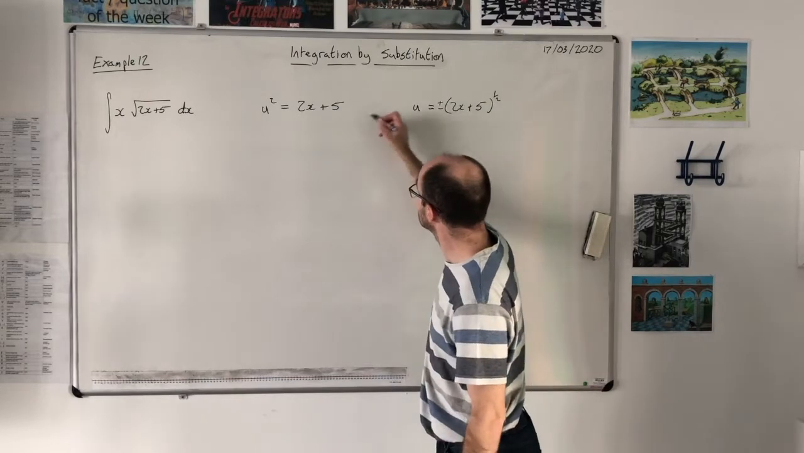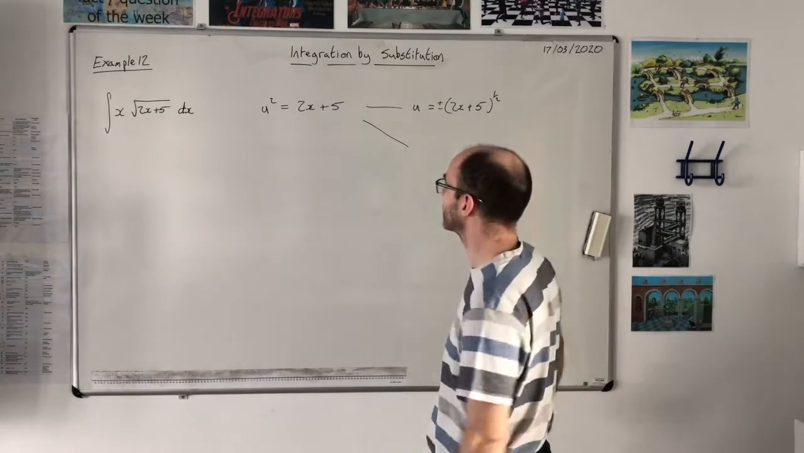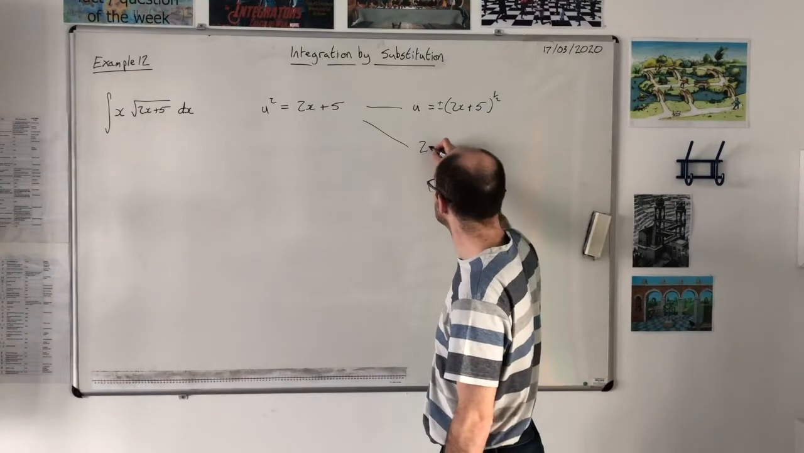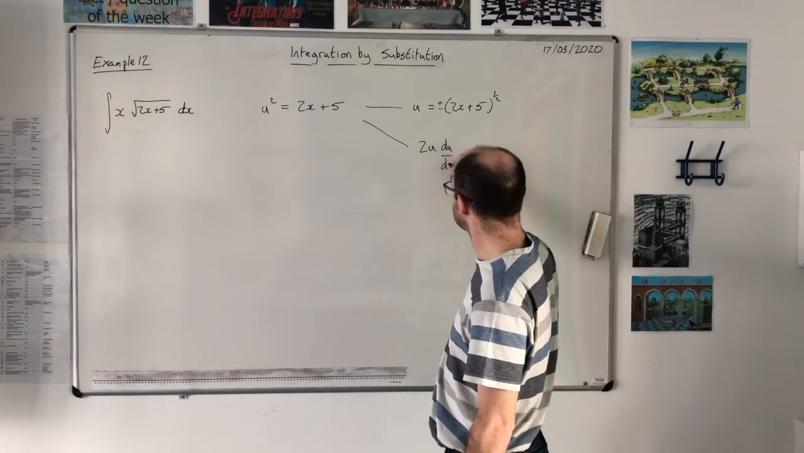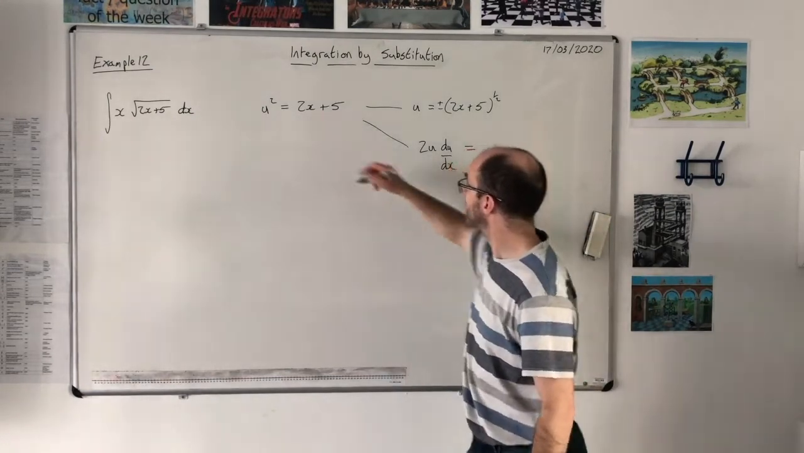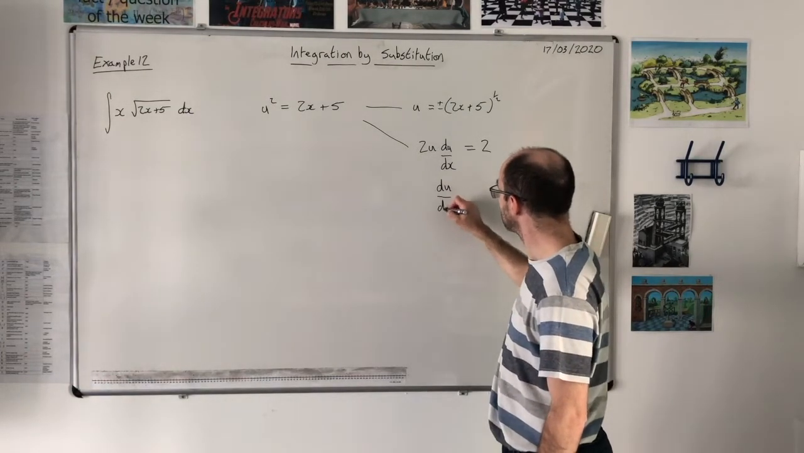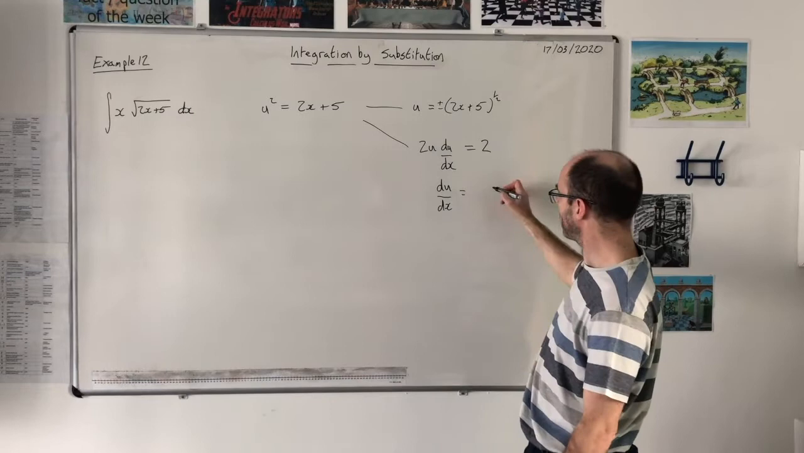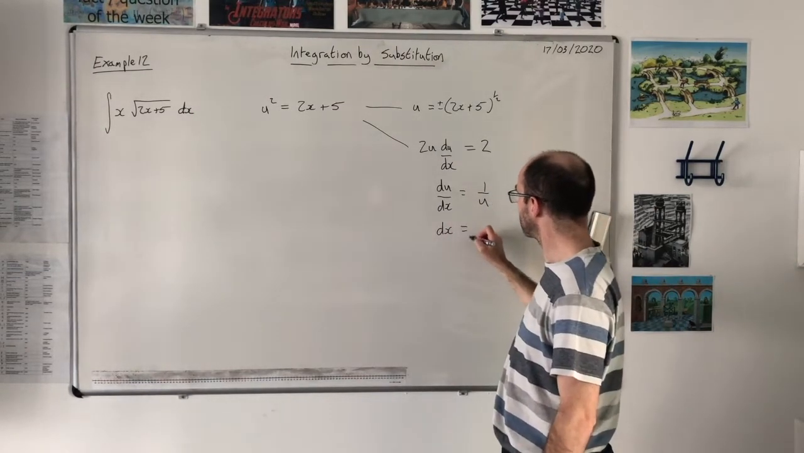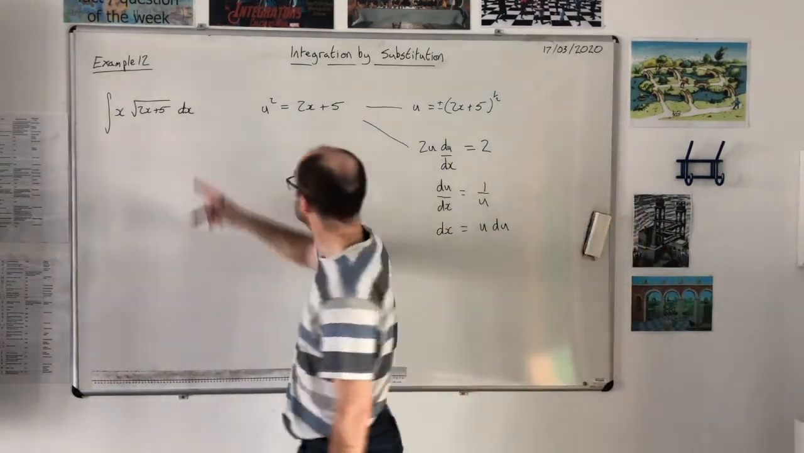Another method, so method 1, method 2. You could use implicit differentiation. Let me show you how that works. This term will be 2u du/dx. I'm not about to recap implicit differentiation, so look it up if you can't remember. And then on the right hand side, it's just going to be 2. From that, you can write down du/dx is equal to 1 over u. And then from that, you've got dx is equal to u du, and you can just replace it in there.